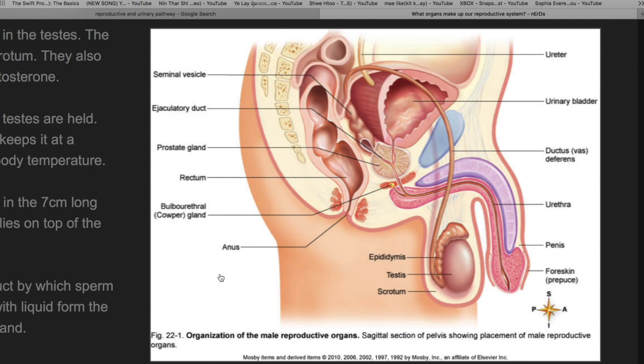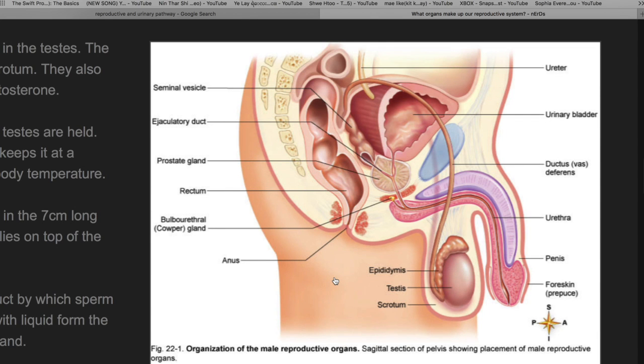seminiferous tubules is where the sperms are produced. So, seminiferous tubule, this is testes right here, and then inside testes are seminiferous tubules. The sperms are produced in here, then it goes to epididymis. This is epididymis, right? Epididymis stores sperms until it's ready to ejaculate, right? This is where sperms are stored.